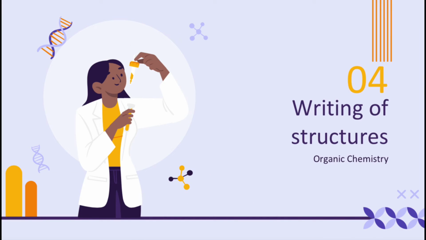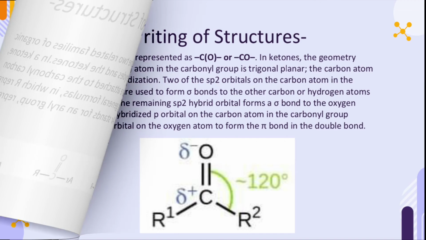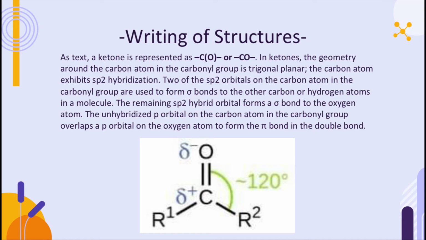Writing of structures. Carbonyl groups define 2 related families of organic compounds, the aldehydes and the ketones. In a ketone, 2 carbon groups are attached to the carbonyl carbon atom. The following general formulas, in which R represents an alkyl group and Ar stands for an aryl group, represent ketones. As text, a ketone is represented as structural forms. In ketones, the geometry around the carbon atom in the carbonyl group is trigonal planar.